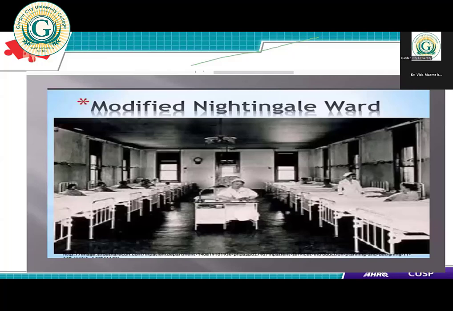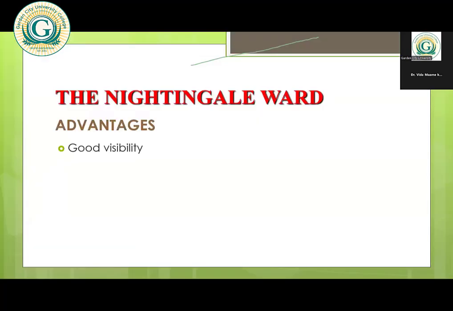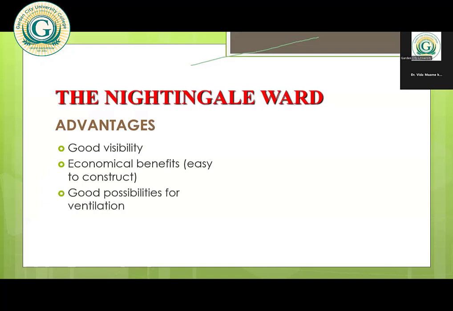These are the advantages. It's good visibility. You can see all the patients there. There are economical benefits. It's easy to construct. Good possibilities for ventilation.